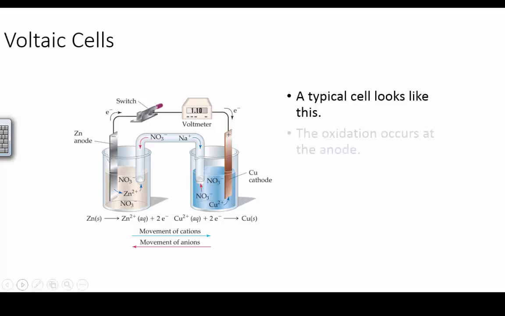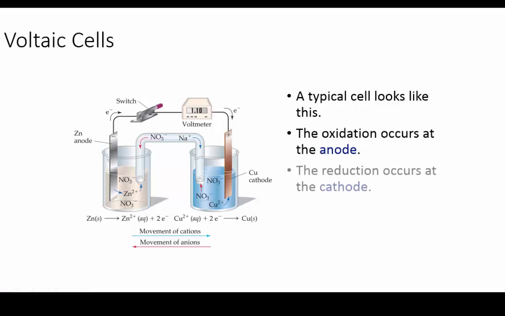In a typical cell, we have two containers. We have an anode and we have a cathode. Now in this particular picture, we have zinc, and it's turning into zinc plus 2 and 2 electrons. So this one is producing my electrons, and then in my other one I have a copper electrode, and copper is gaining the electrons. So this particular reaction is the reduction, and this one is the oxidation.